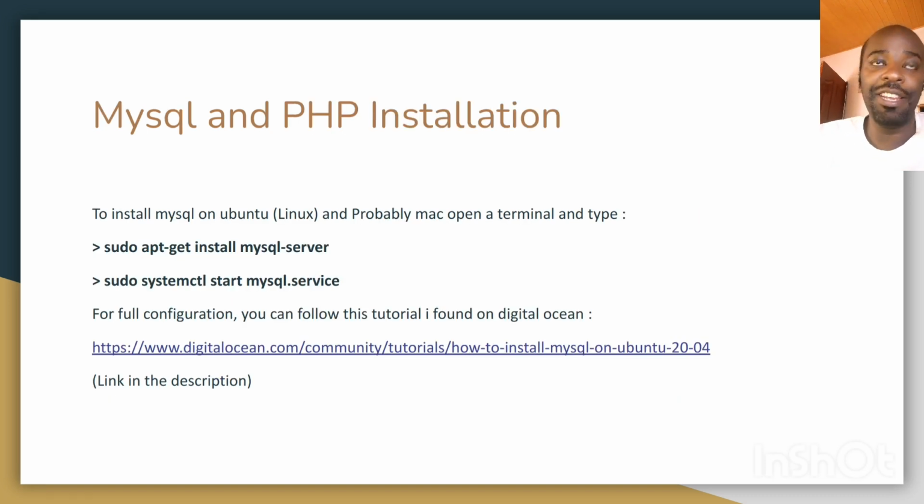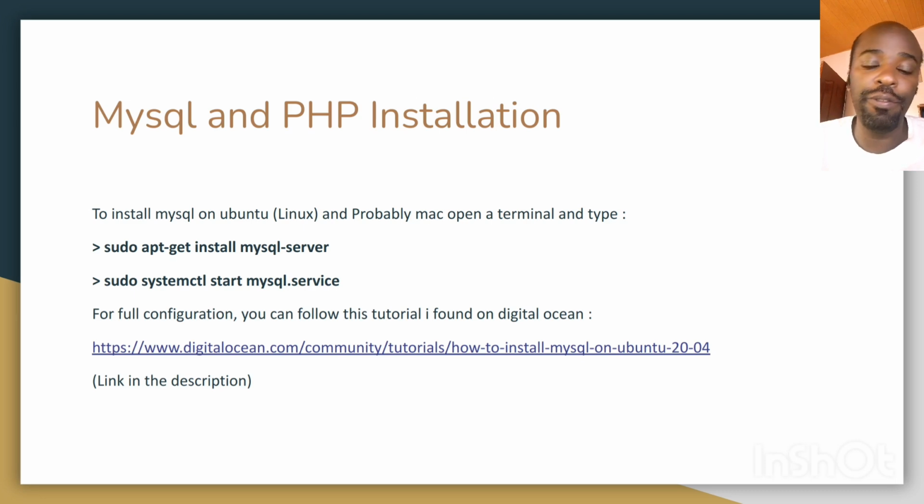So MySQL and PHP installation, obviously you're gonna need an environment that features MySQL and PHP. So to install MySQL, you're just gonna have to write this command, sudo apt-get install mysql-server, and then you're gonna run sudo systemctl start mysql.service. This will allow MySQL to start whenever you boot your machine, right? And this is of course on Ubuntu Linux, but it also probably works for Mac.